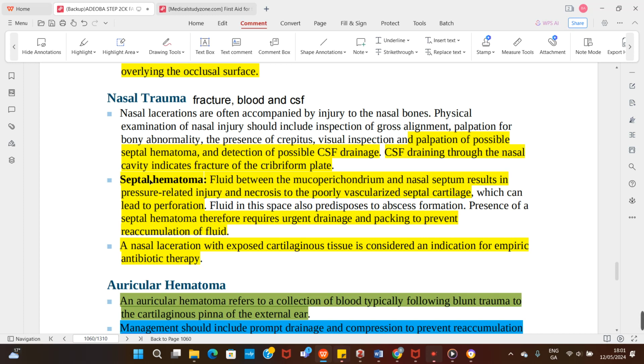And of course, you have to give empiric antibiotic treatment, right? To prevent infection from happening. So don't forget, you drain, you pack, and you give antibiotic cover. If there's any laceration, you repair by primary intention.